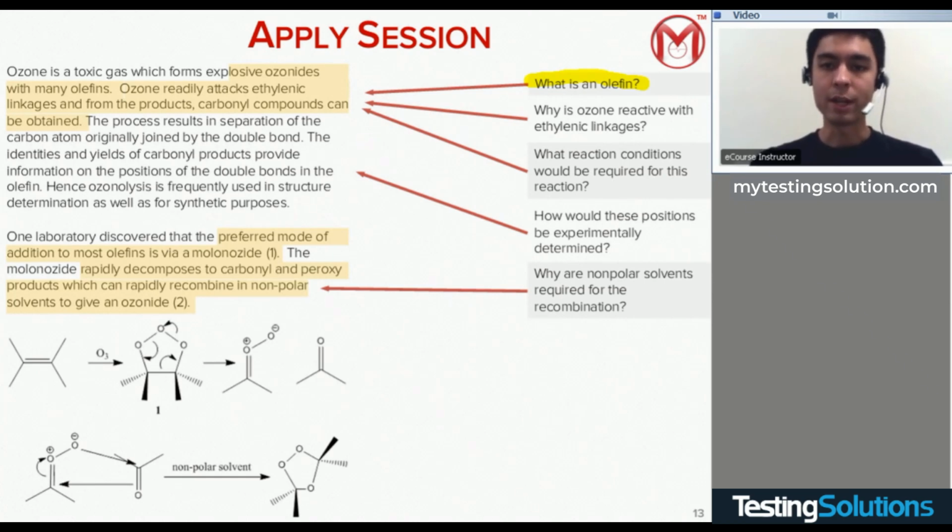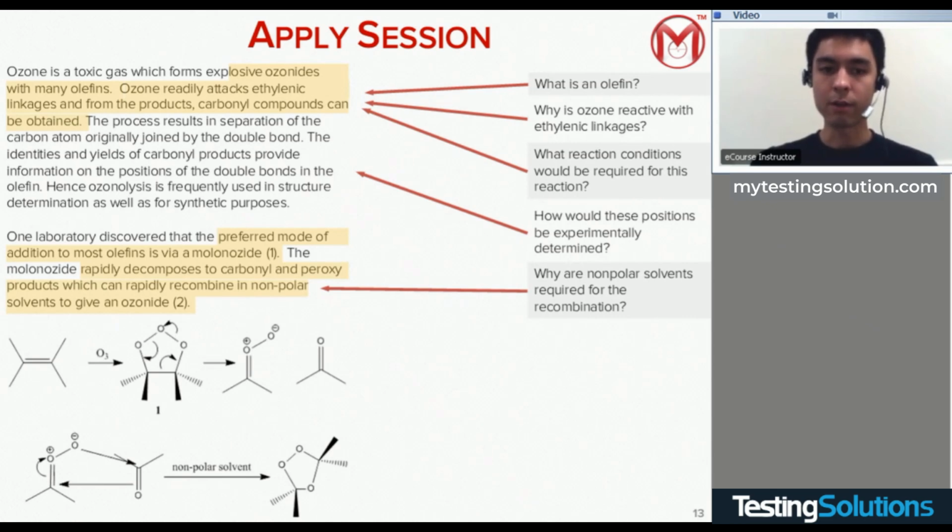Okay, why is ozone reactive with these ethylene linkages? What reactions might be required for this reaction, or conditions? Okay, how might we determine these positions experimentally? Okay, why are nonpolar solvents required for recombination?